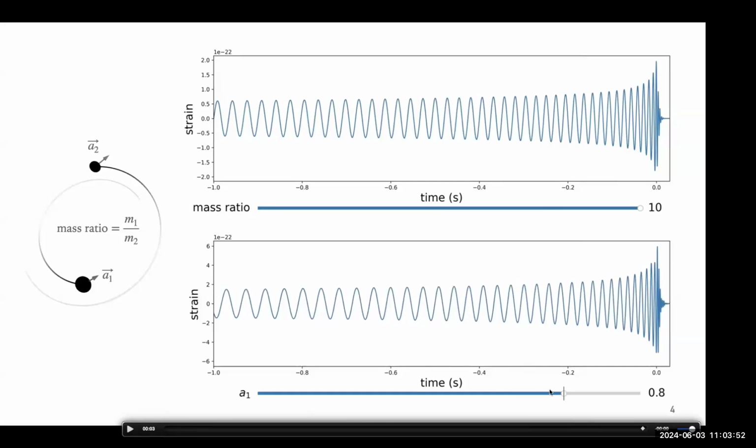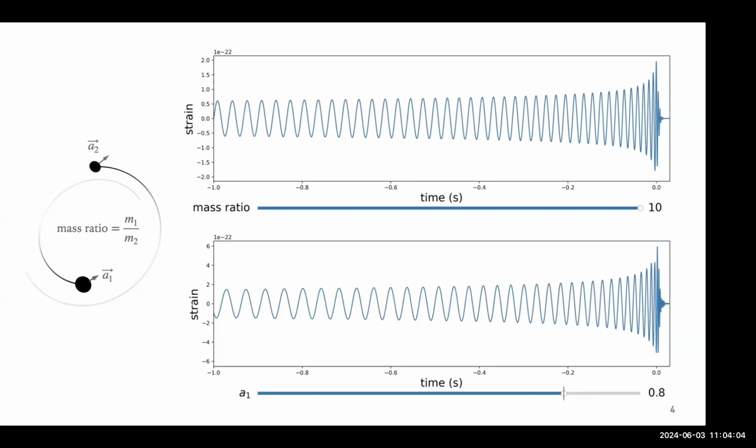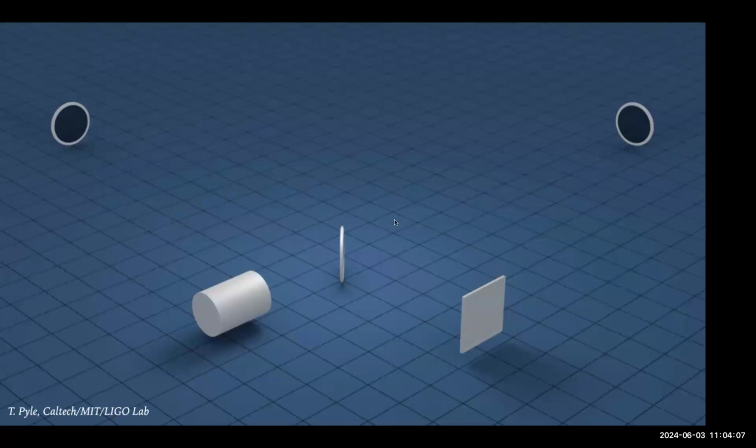I stop at 0.8 here because it's kind of hard to simulate black holes with higher spins than that. There's definitely tools that do it, but this one I actually generated using a model, which I'll tell you about more in a minute. All right, so that was a quick introduction into black holes, which you'll hear way more about this week.